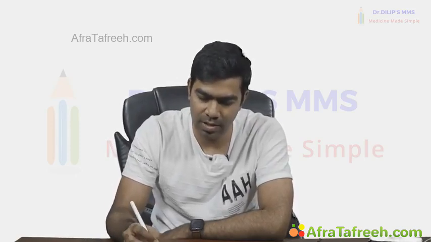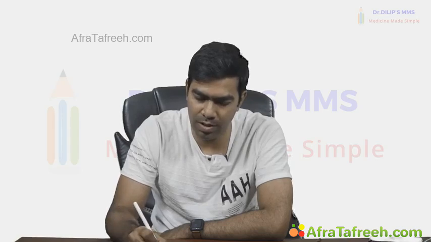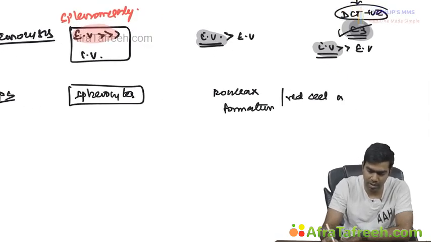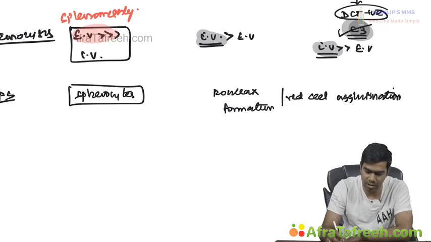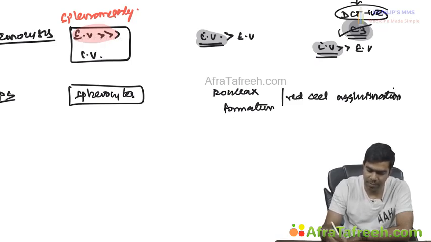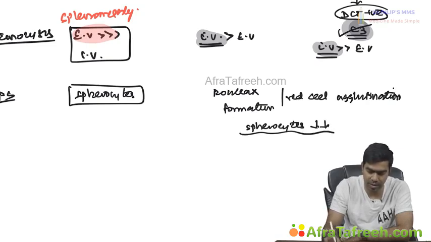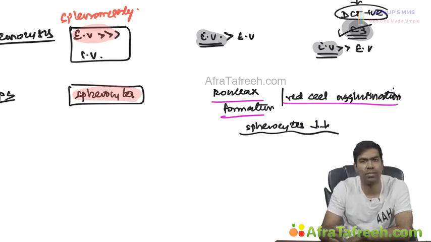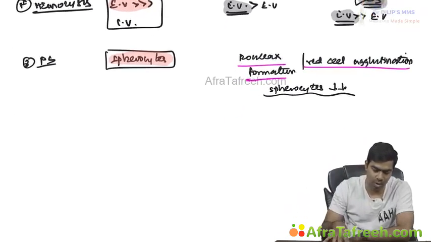Similarly, in intravascular hemolysis, very prominently you will see rouleaux formation and red cell agglutination in both cold types. Rouleaux formation and red cell agglutination is what you are going to see. And spherocytes may be seen, but very much reduced. Spherocytes are very few in number. This is not a very important finding here, but spherocytes are a major finding in warm autoimmune hemolytic anemia, whereas rouleaux formation and red cell agglutination are the major findings in cold hemolytic anemias.